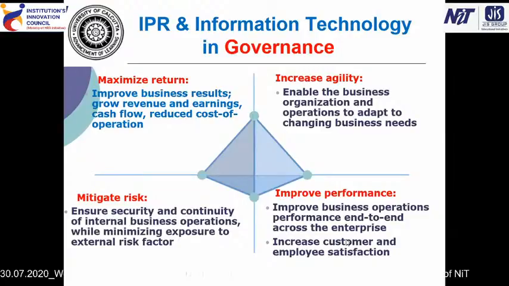Here, 4 quadrants: first quadrant, second quadrant, third quadrant. This one, the fourth quadrant, is to improve performance, improve business operation performance, end-to-end business across the enterprise, and increase customer and employee satisfaction also. And in the third quadrant, ensure security and continuity. The intellectual property mainly depends on our intellectual thinking, intellectual vision.